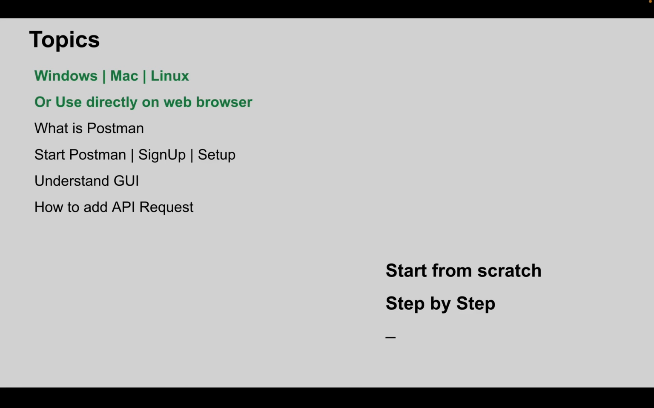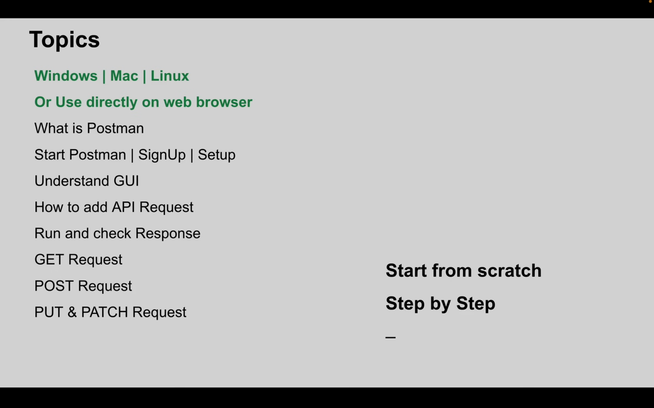Then we will start by creating our first API request, and here we will go step by step and learn how do we create an API request in Postman, how do we add all the components, all the sections, how do we run it, and how do we check the response and different parts of the response. And then we will see examples of a get API request. How do we create and run a get API request? How do we create and run a post API request? We will see put and patch API request examples and delete API request.